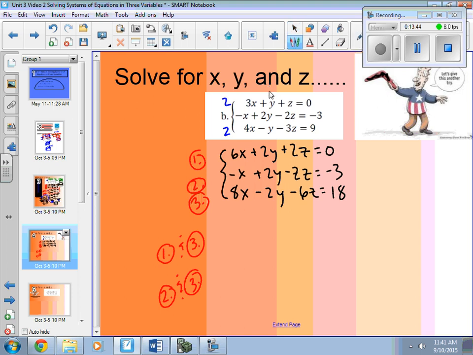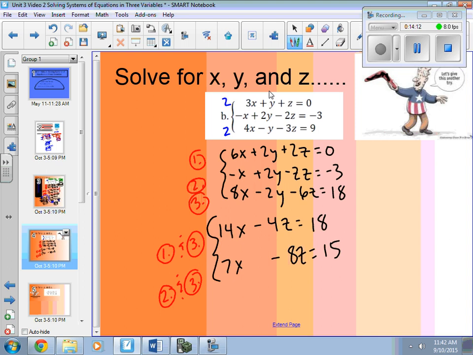So if you add together the first and last equation, you get 14x minus 4z equals 18. If you add the middle and bottom one, you'd get 7x minus 8z equals 15. Now you got 2 equations, 2 variables.